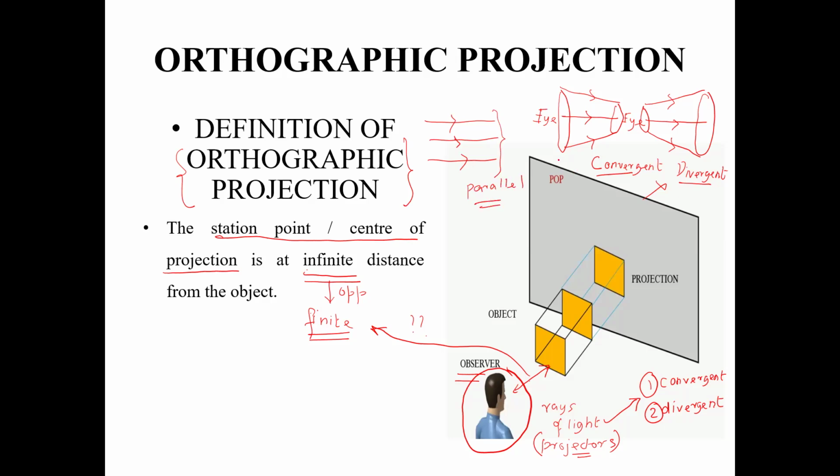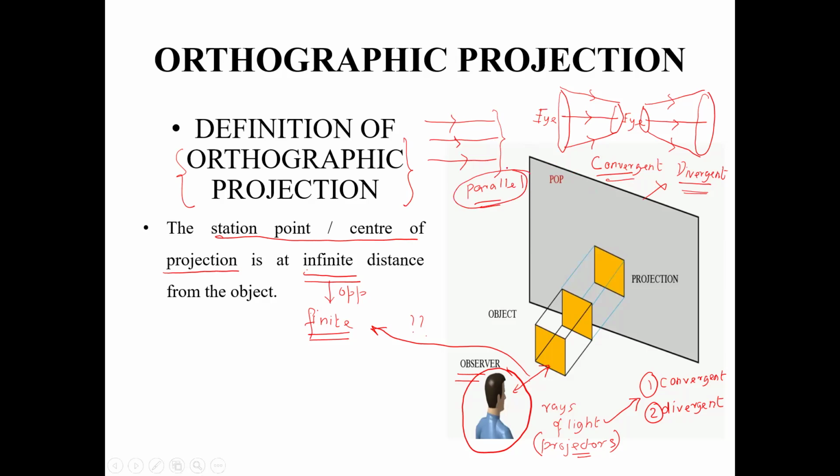But if the observer is looking at the object from a finite distance, the light rays originating from his eyes will be either convergent in nature if the object being looked at is a small object, or the projectors will be divergent in nature if the object which the observer is looking at is a large object. But in none of these two cases, the projectors will be parallel.